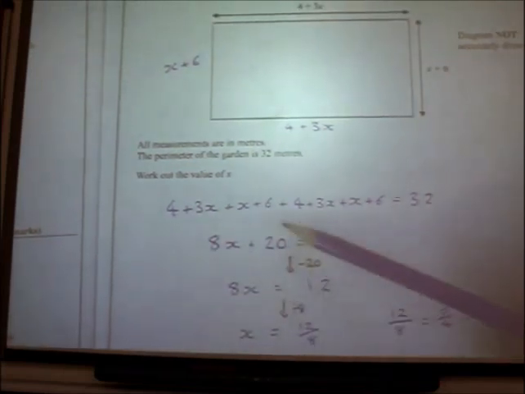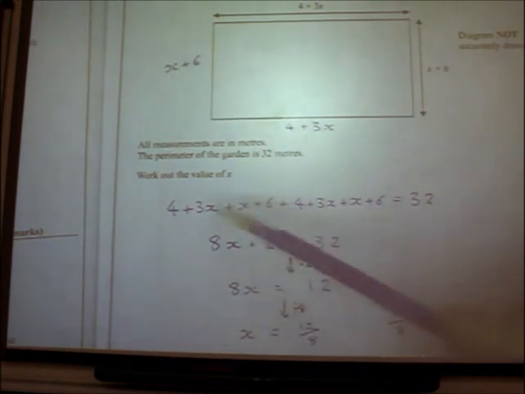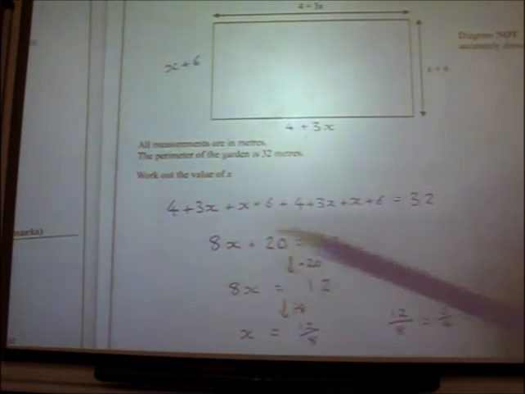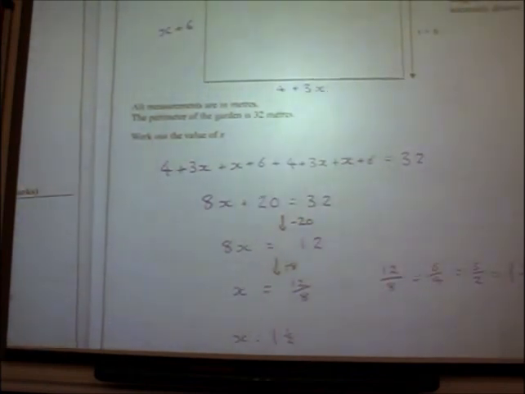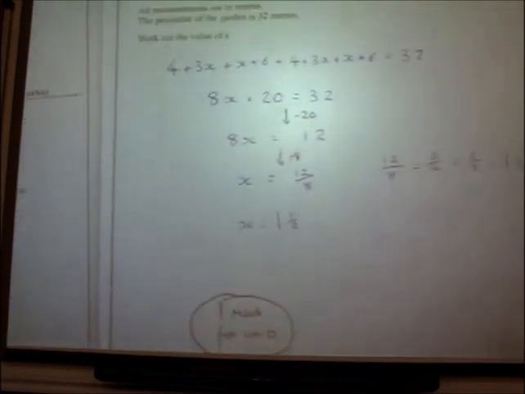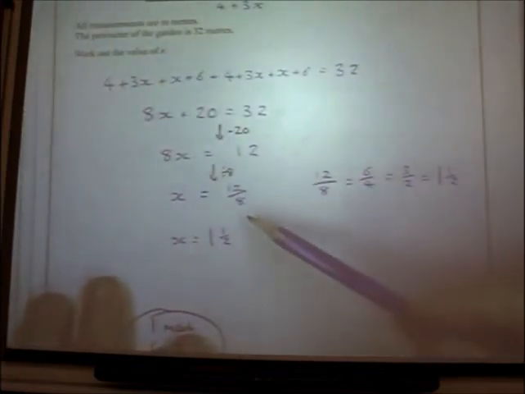I've simplified it, so I've gathered my x's together, which there's 8 of them. Then I've counted up my numbers, and that comes up to 20. So it's 8x add 20 equals 32. Then I've basically solved this little equation, so by taking 20 off, then I've divided by 8. Because it's non-calculator, this is a bit fiddly.